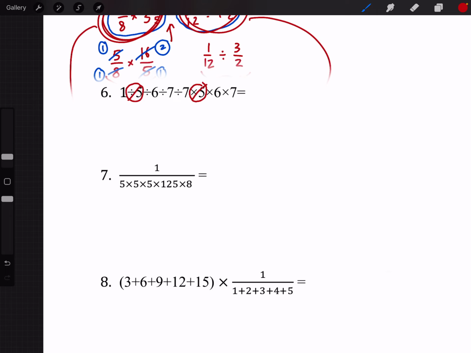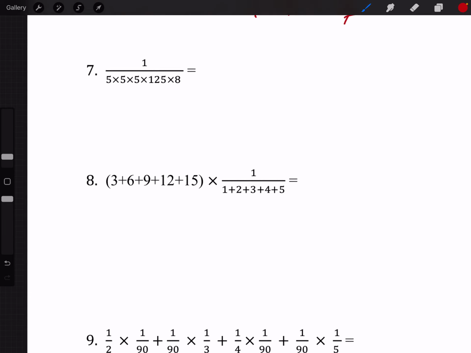And you have divided by 5, divided by 6, times by 6, divided by 7, times by 7. So what do you have left? Well, you have divided by 7, and you have a 1 left. So that means you have 1 divided by 7, which means 1 over 7, and you're done. Just leave it like that.